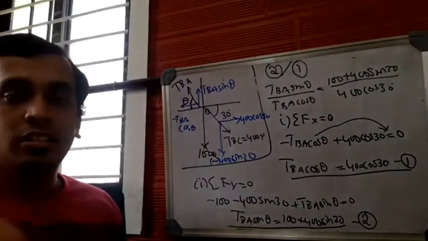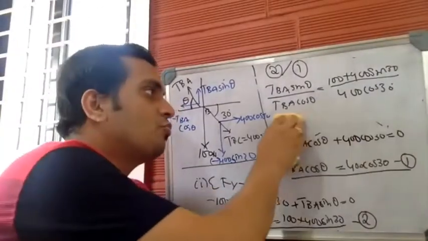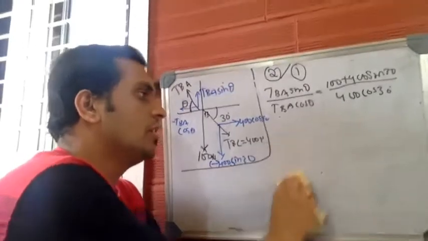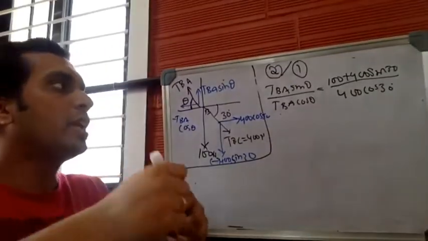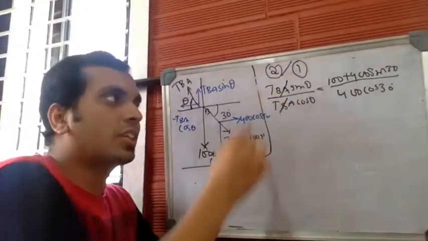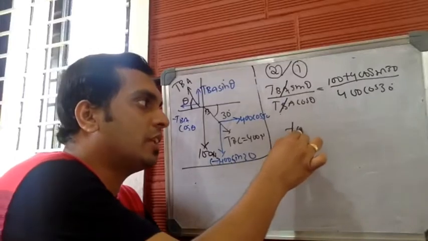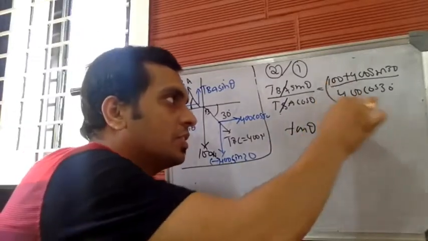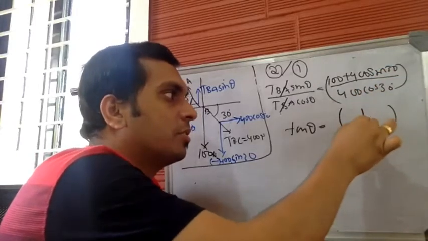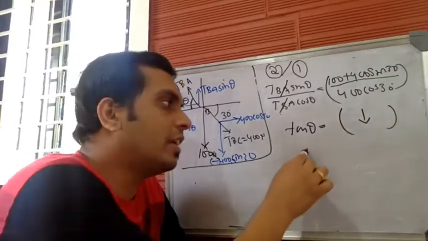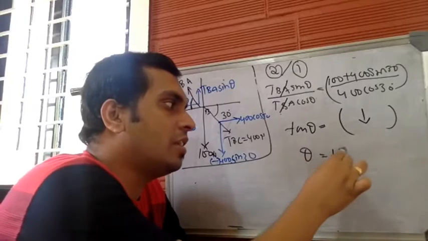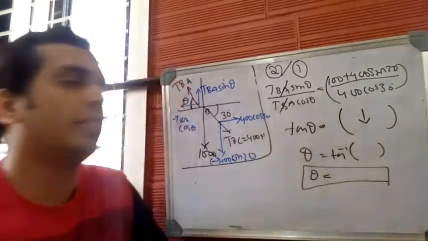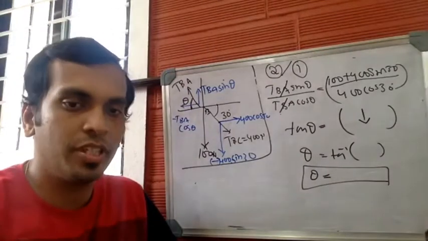When we divide equation 2 by equation 1, TBA gets cancelled. Sin theta by cos theta will be tan theta. Tan theta will be equal to this particular value when you solve. So theta will be tan inverse of this value. You get the value of theta very easily.